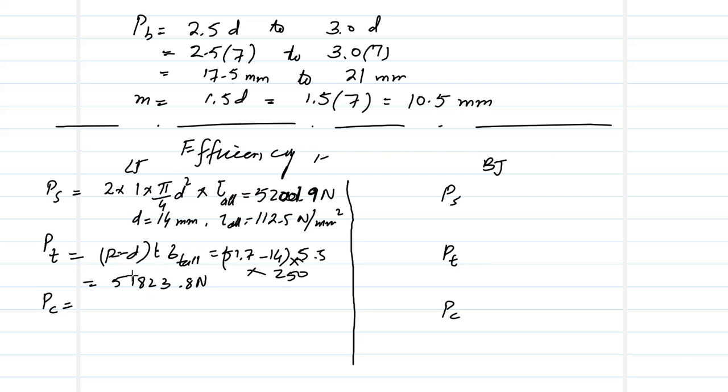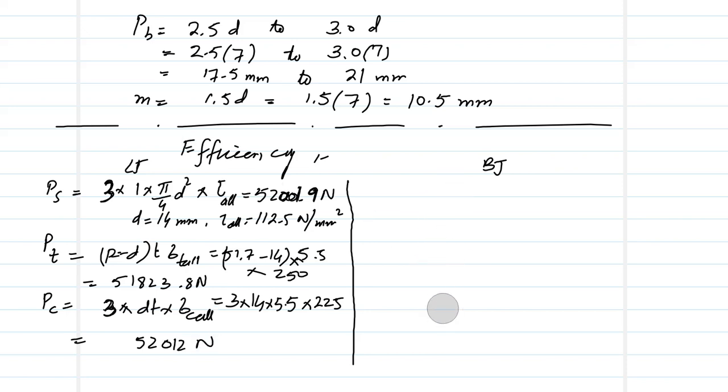Clear? So now what we have is the number of rows, and there's some mistake here. Okay, yes, in this case we have triple riveted, sorry for that. In case of crushing, also triple riveted, into d t times sigma c allowable, which is 3 into 14 into 5.5 into sigma c allowable, 225. This value comes out to be 52012 newton. Similar is the case for the butt joint.